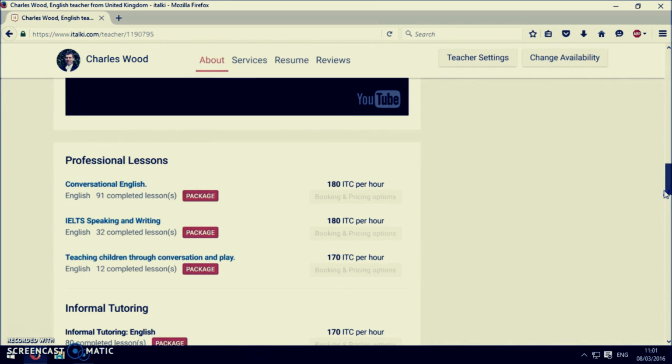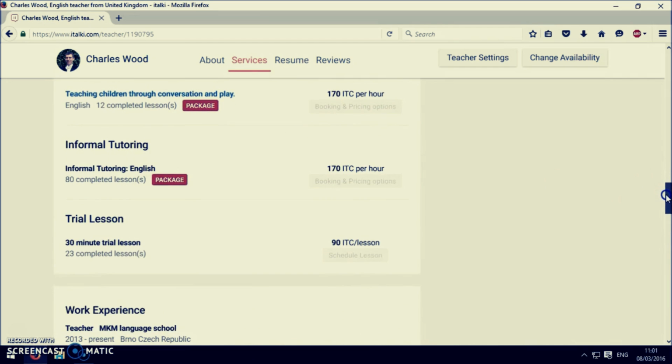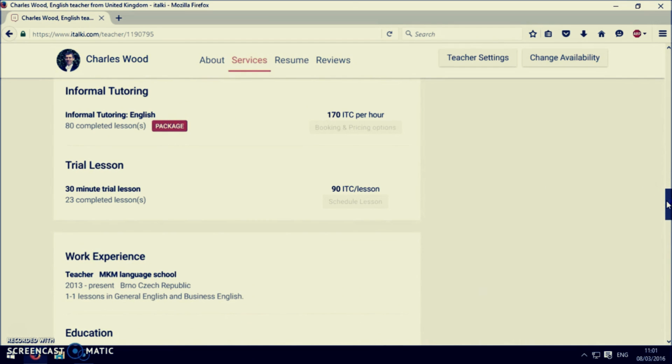Here you see their prices. These ITCs, that means related to dollars, so 100 ITCs is $1, so that will be $18. It will be converted into your local currency when you buy lessons.